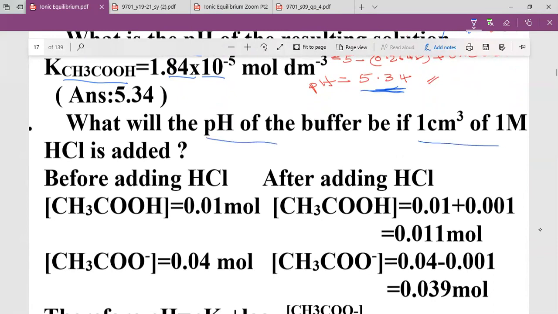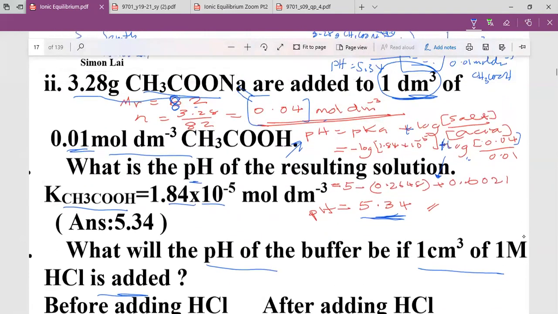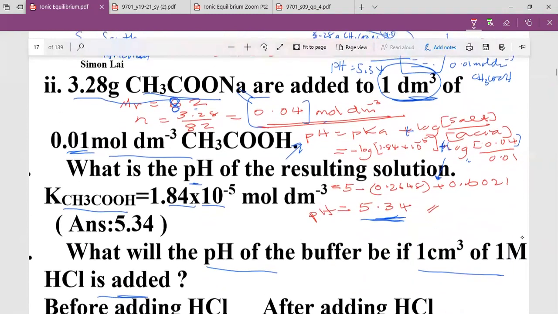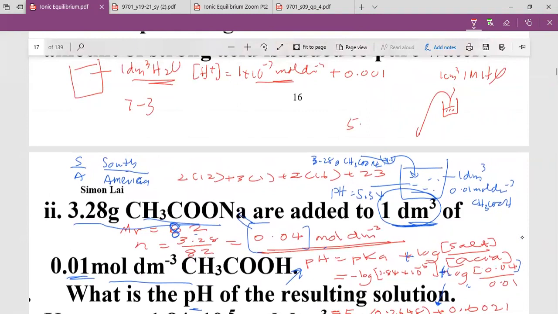Now comes the question, what will be the pH of the buffer if 1 cm cube of 1 mole per dm cube HCl is added? That means I'm going to add like this. I'm going to put down here in red color. First I have here 1 cm cube of 1 molar HCl. If I add it into the water here, it changes from 7 to 3, isn't it? But here, it's 5.34. It's supposed to stay fairly constant, but if it changed 4 units, it would be finished.